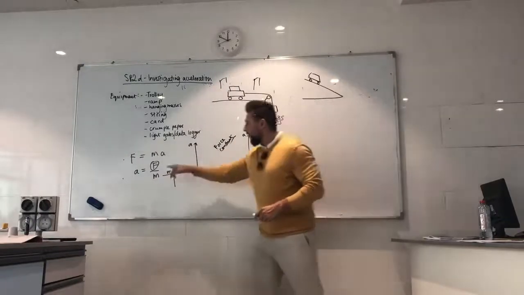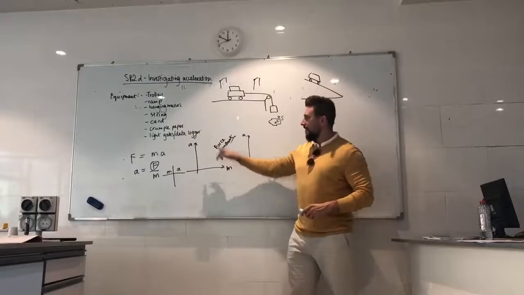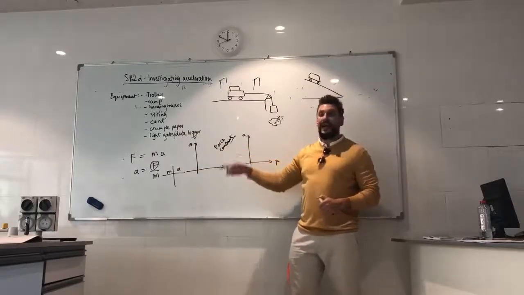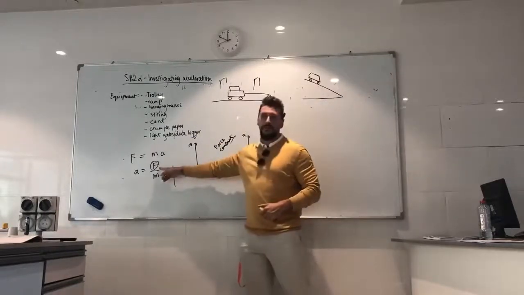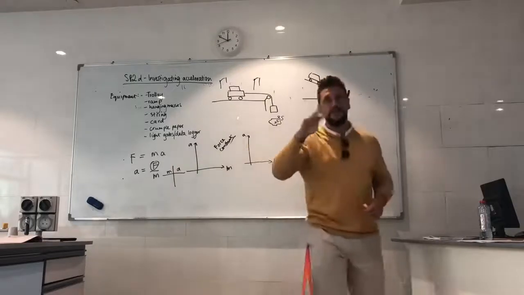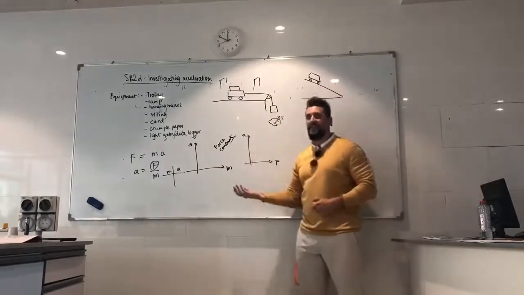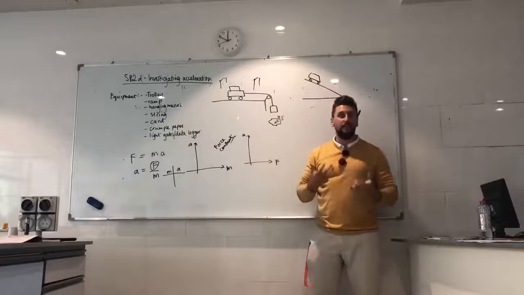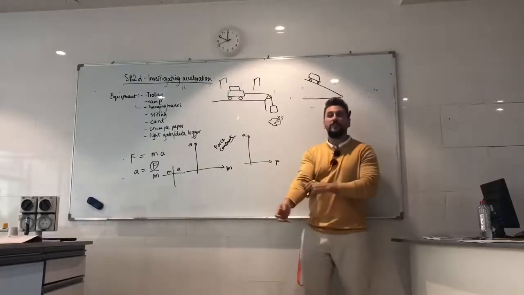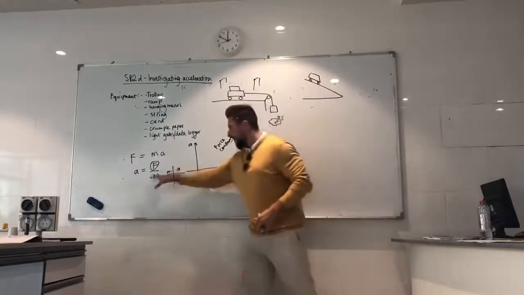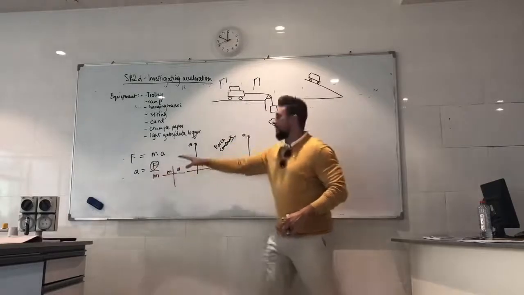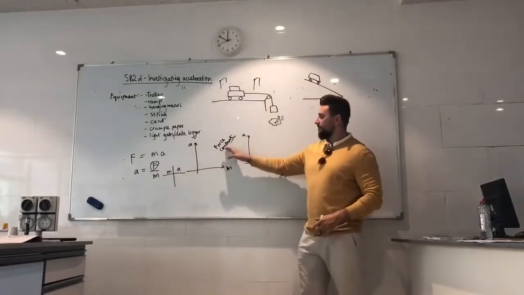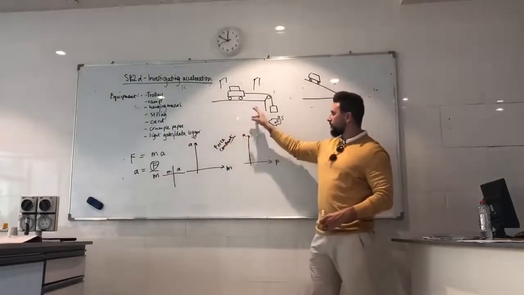Now, if I want to investigate how the mass affects the acceleration of the trolley, I have to keep force constant. I can't have both variables changing at the same time. It's not a fair test. I don't know which one is actually causing the acceleration to change, so I have to keep one fixed. If I want to know how mass affects a, then I keep the force the same. Where's that force coming from?